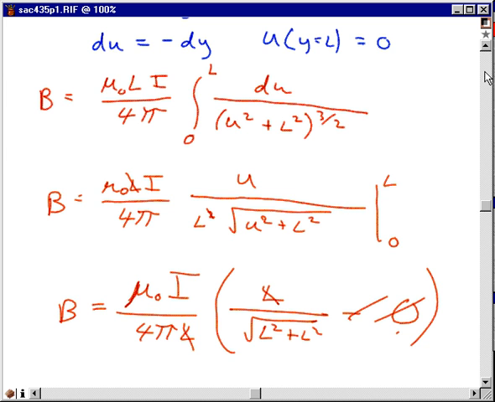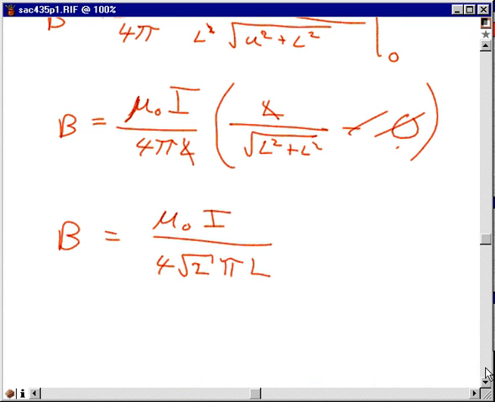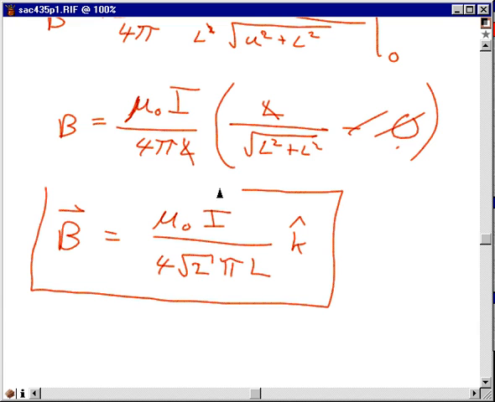To emphasize the vector nature of it, I'll reinstall that information that it's out of the page, which is in the positive z direction, and just say that it's in the k direction, and multiply it by the unit vector k, which is the unit vector in the z direction.